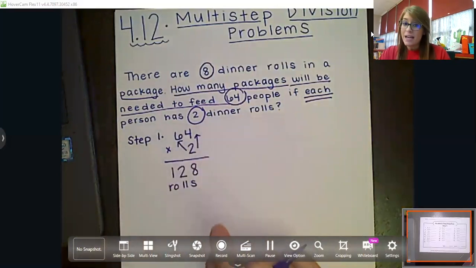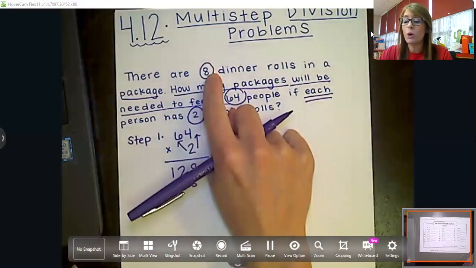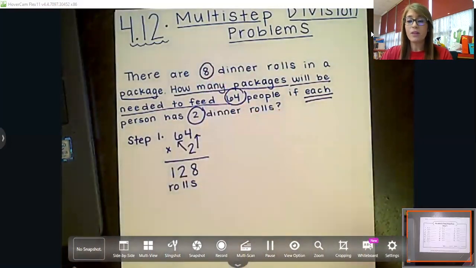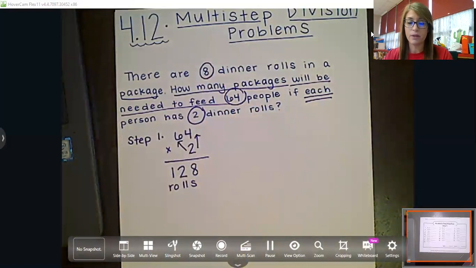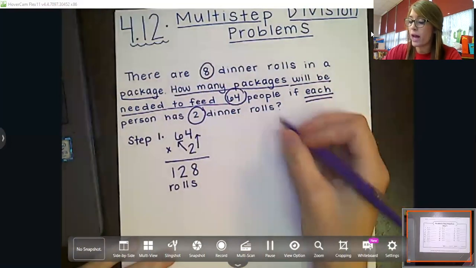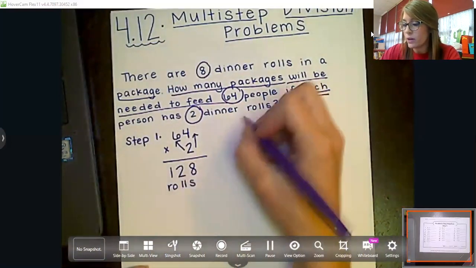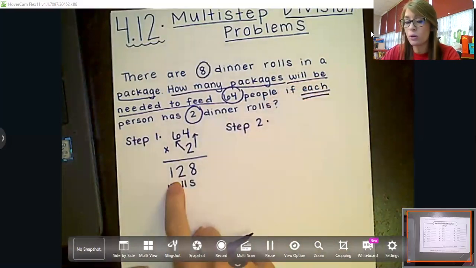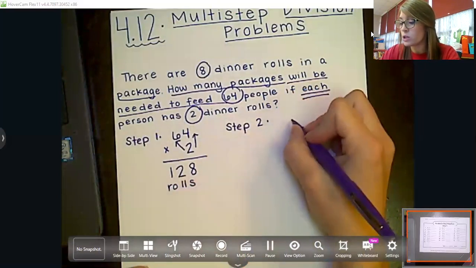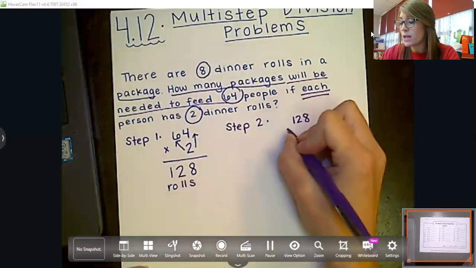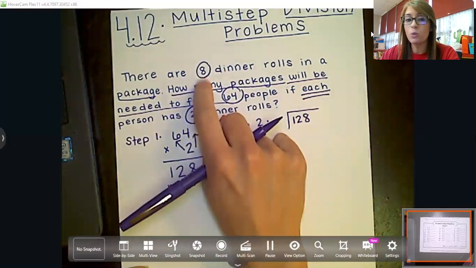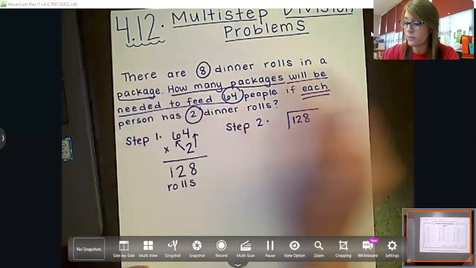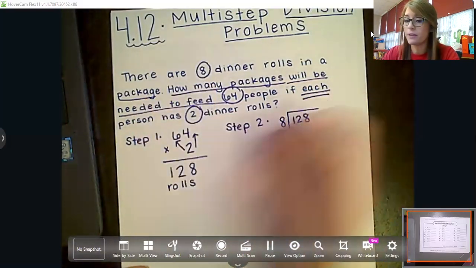So now we have to figure out how many dinner roll packages we're going to have to get if there's 8 in each one. So how would we figure that out? Very good. We're going to have to divide. We're going to look at, let's see, we'll write it right over here, step 2. We're going to have to take the total amount of rolls that are needed, which is 128, and we're going to have to divide it by how many rolls are in each package. So I'm going to put that 8 right here.